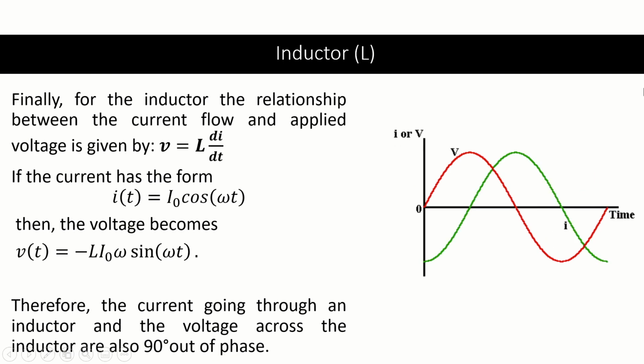And finally, for the inductor, the relationship between the current flow and the applied voltage is given by this expression. Therefore, if the current has this form, the voltage will become a sine graph. Therefore, as seen with the capacitor, the current going through an inductor and the voltage across the inductor are also 90 degrees out of phase, as seen in this graph, in which the voltage is described by the red line and the current is described by the green line, in which it is possible to see the difference of both graphs.